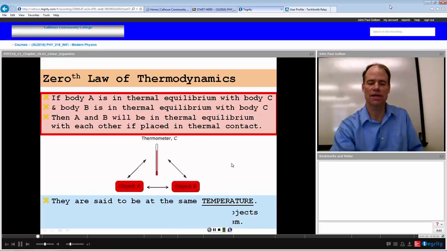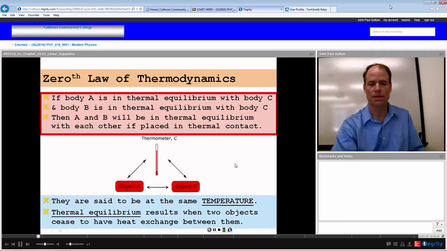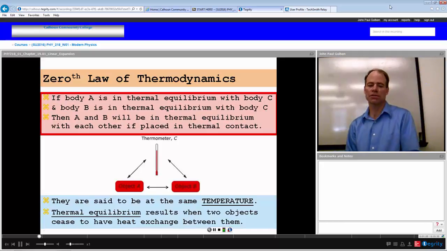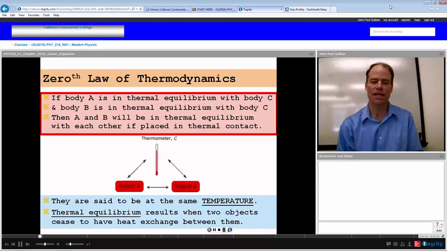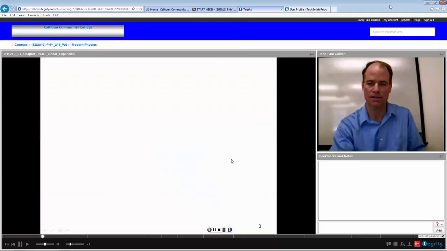So they are said to be at the same temperature, and thermal equilibrium will result when two objects cease to have heat exchange between them, and we can use then body C as our measurement of that.